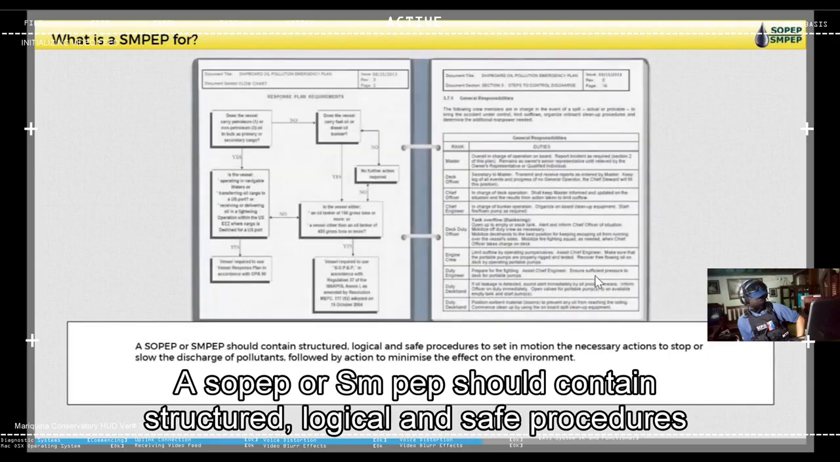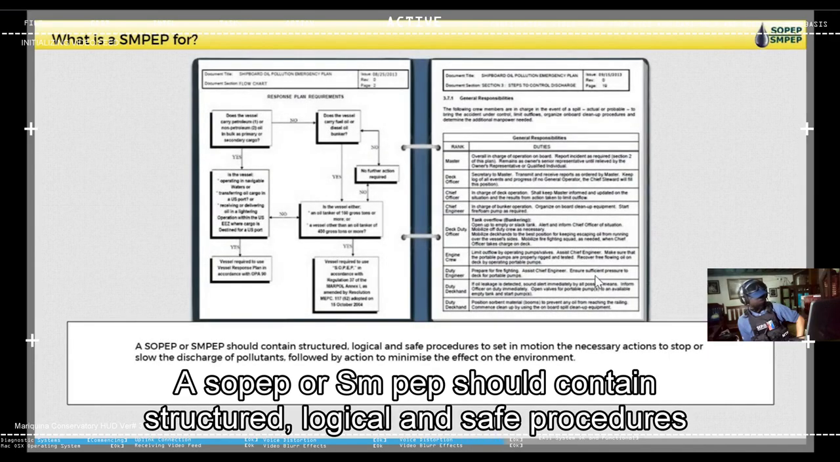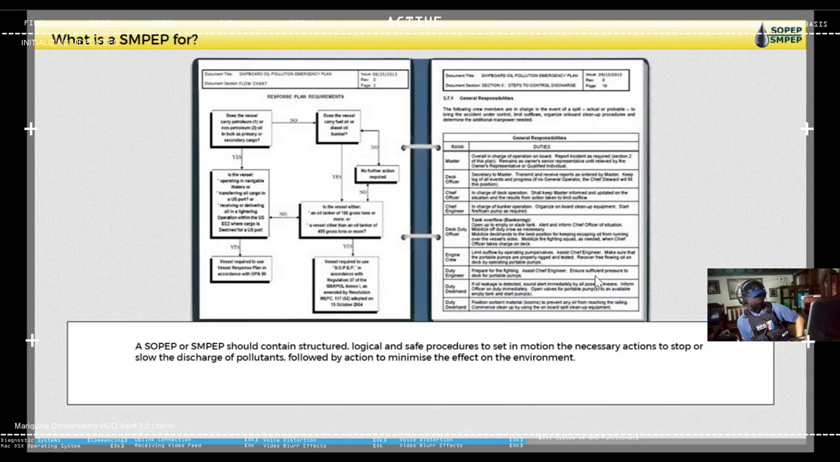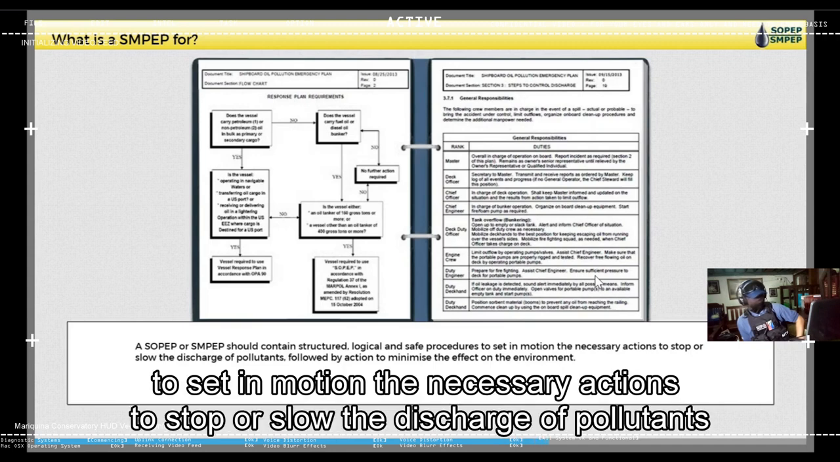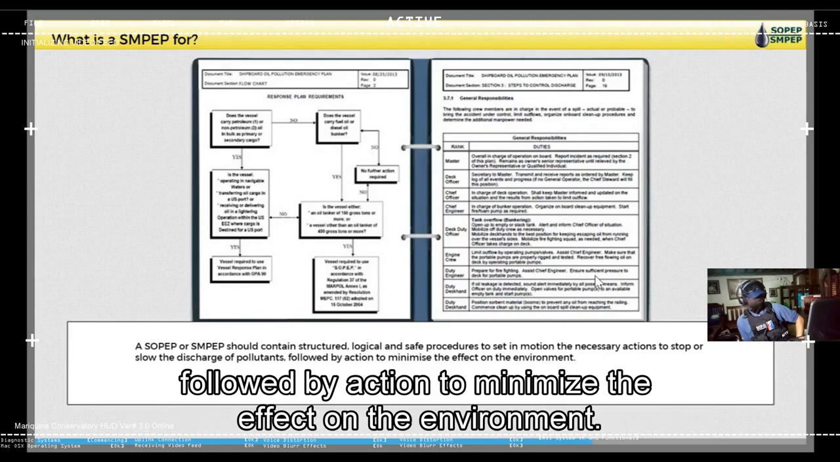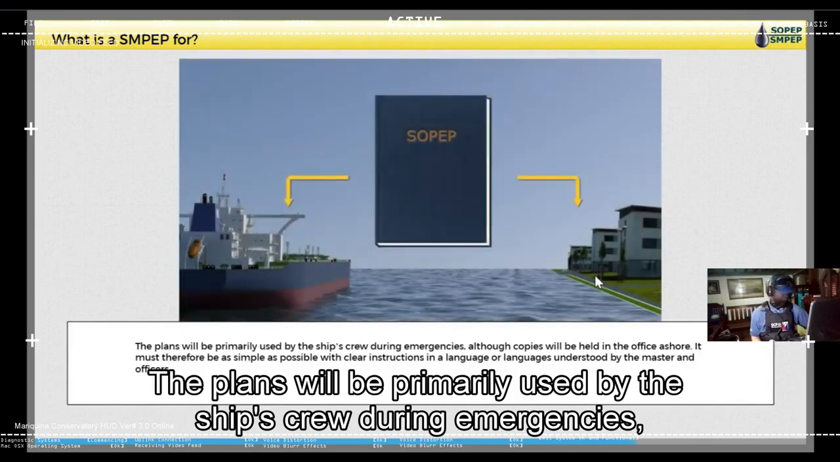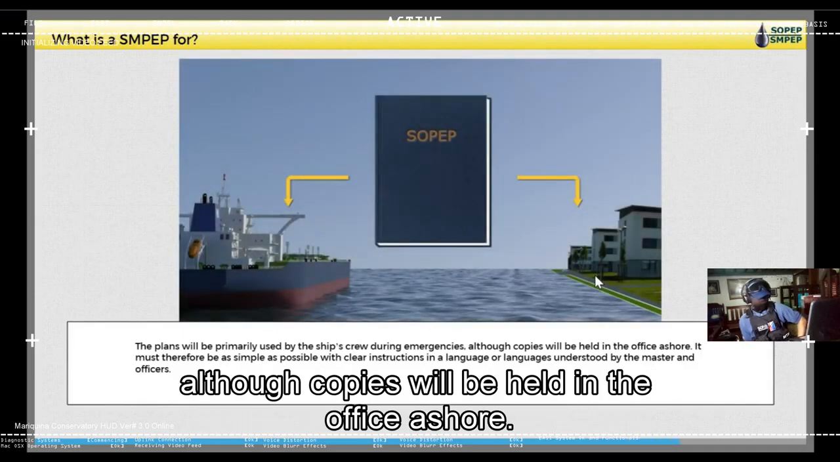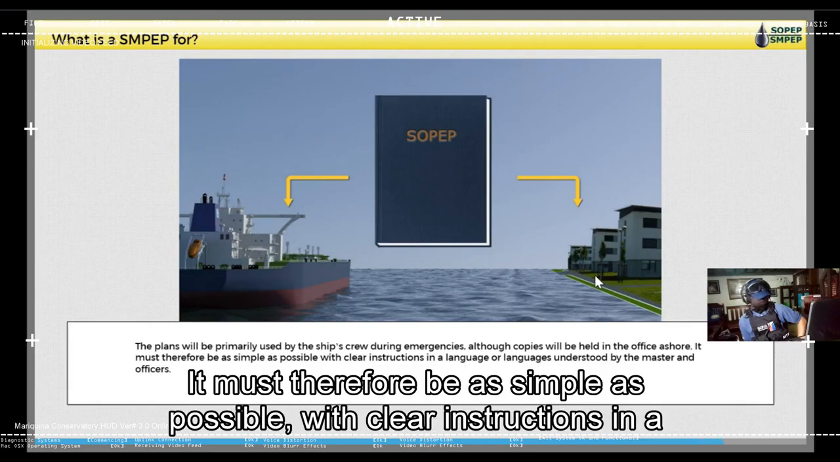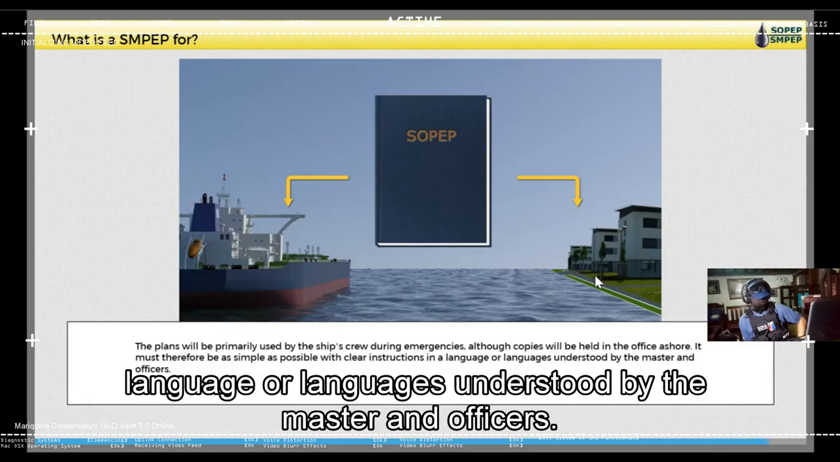A SOPEP or SMPEP should contain structured, logical and safe procedures to set in motion the necessary actions to stop or slow the discharge of pollutants, followed by action to minimize the effect on the environment. The plans will be primarily used by the ship's crew during emergencies, although copies will be held in the office ashore. It must therefore be as simple as possible, with clear instructions in a language or languages understood by the master and officers.